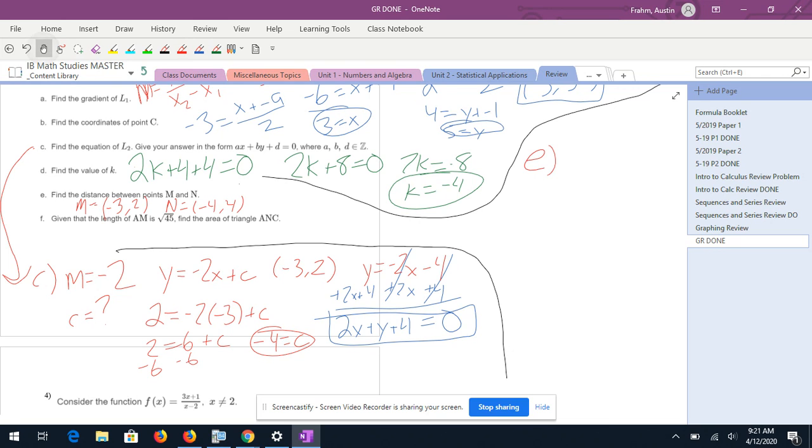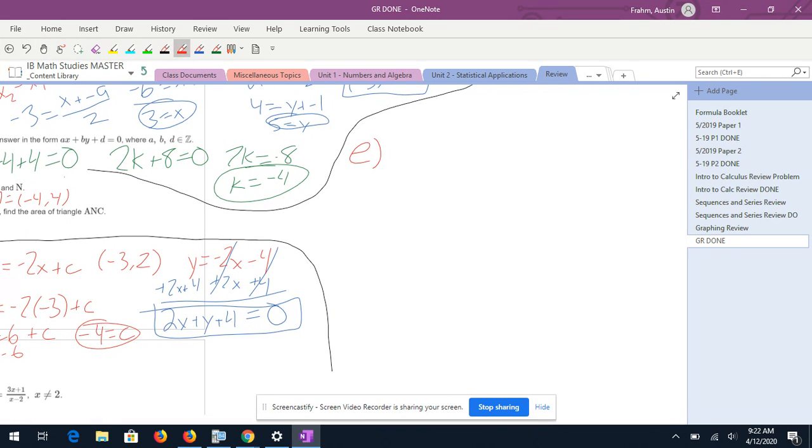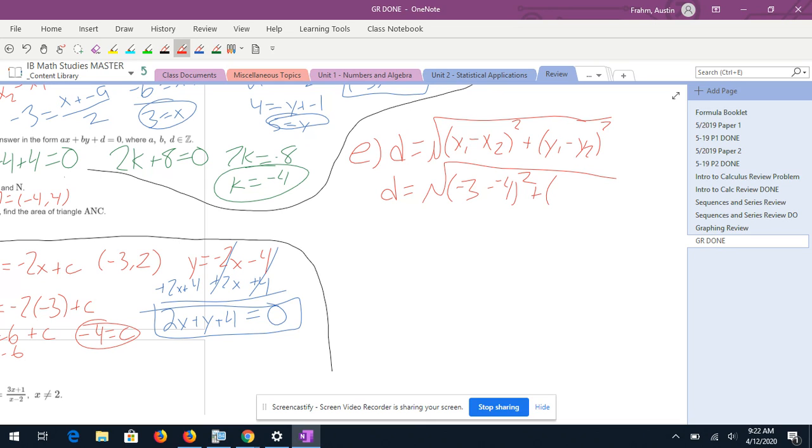So the distance formula is D equals the square root of x1 minus x2 squared plus y1 minus y2 squared. And we're going to use those 2 points we just talked about. So D is going to be the square root of -3 minus -4 squared plus 2 minus 4 squared. So you could type this into your calculators or just simplify it in your head.